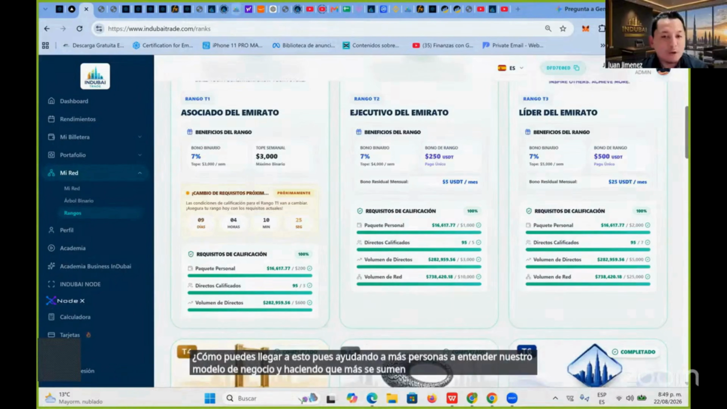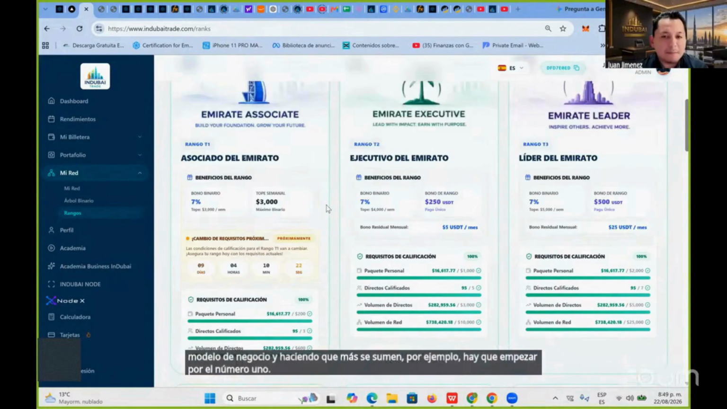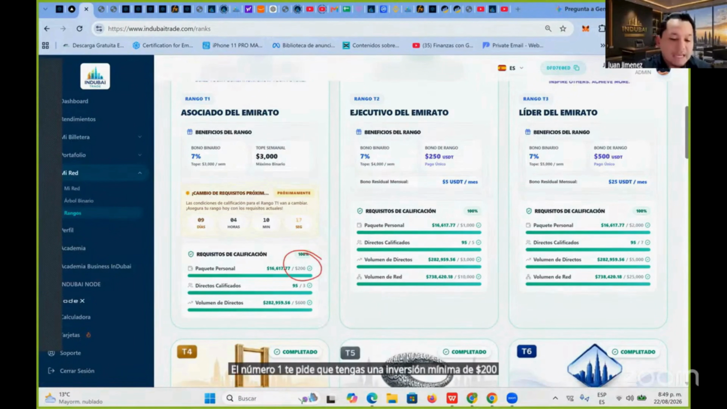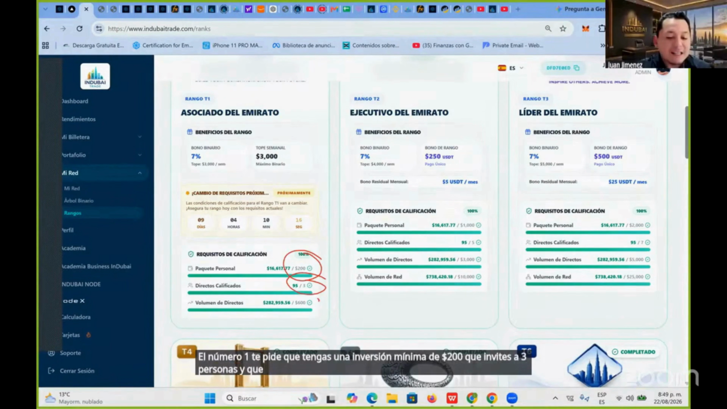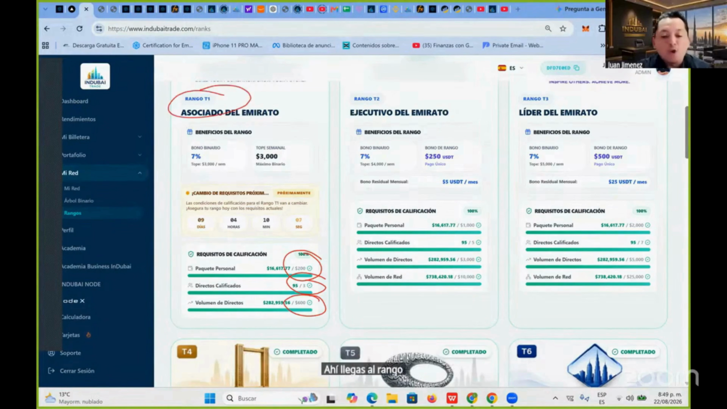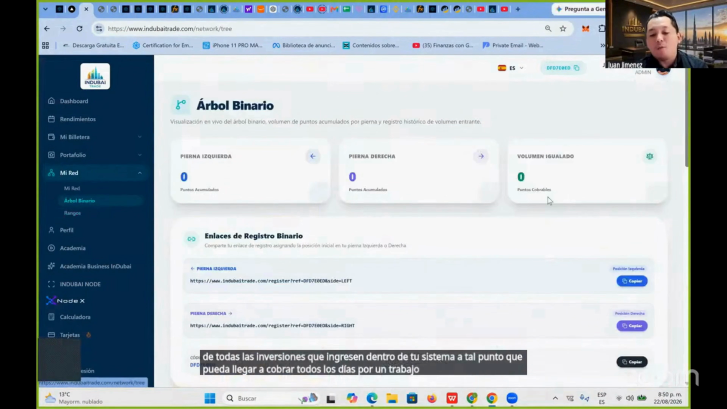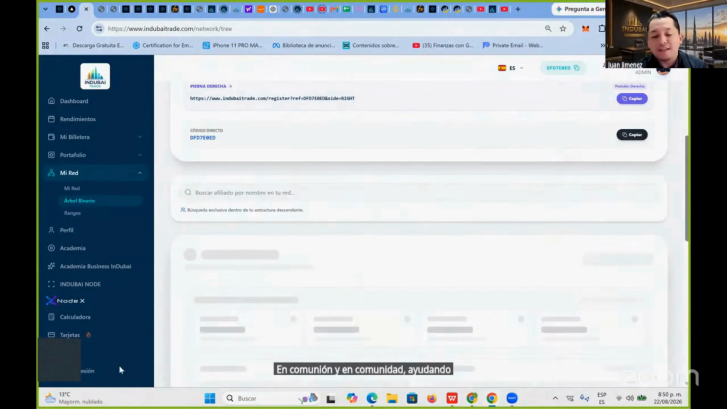For example, you have to start with number 1. Number 1 requires you to have a minimum investment of $200 to invite 3 people, and to ensure that among those 3 people, they have $600. That is a minimum investment of $200 each. That's how you reach rank number 1, the T1, and a very powerful bonus is activated, the binary bonus, which will make you earn 7% of all investments that enter your system, to the point where you can get paid every day for work done in communion and as a community, helping it get stronger every single day.